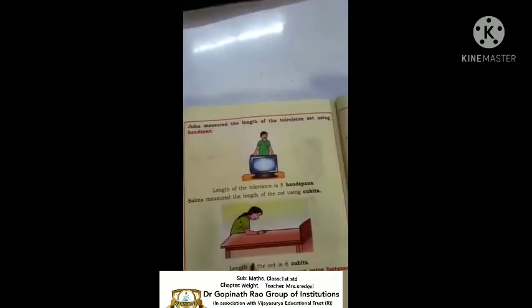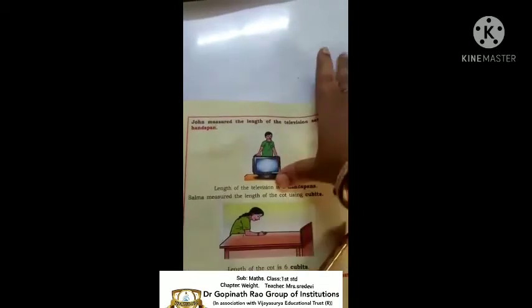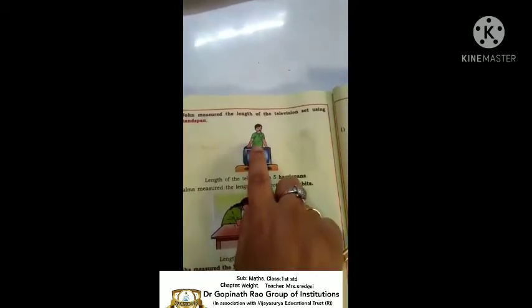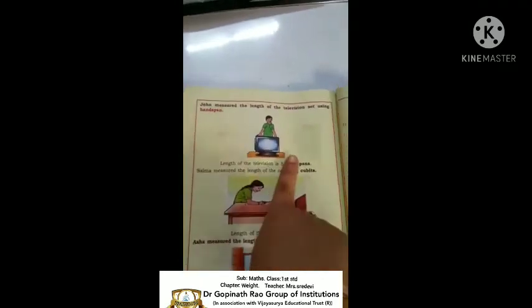John measured the length of the television set using hand span. See, this is a hand span. The television is 5 times hand span: 1 time, 2 times, 3 times, 4 times, 5 times. The length of the television is 5 hand spans.